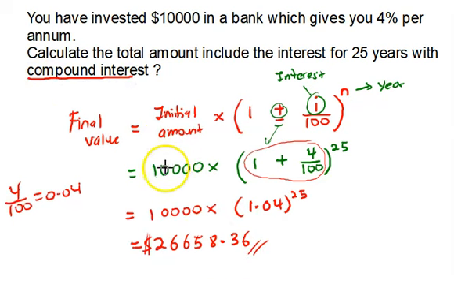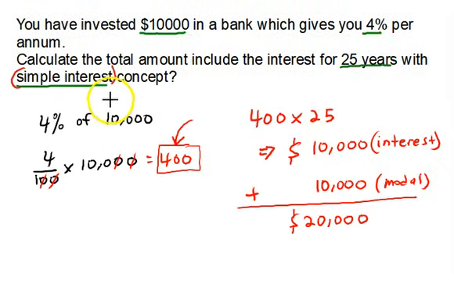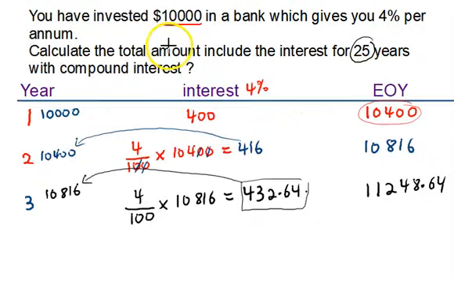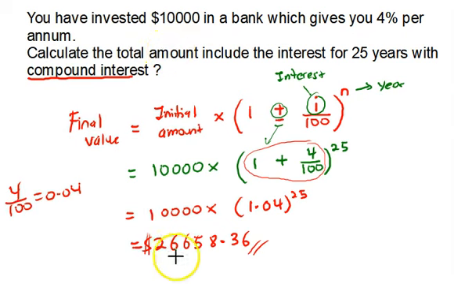So if you compare with the first one, our simple interest is only about 20,000, but with the same amount of money, we are going to get 26,000 with compound interest. Okay, so I'm going to use this formula to continue with the next question.